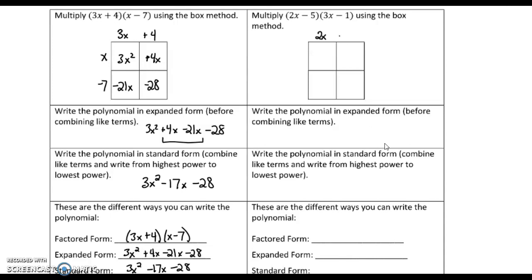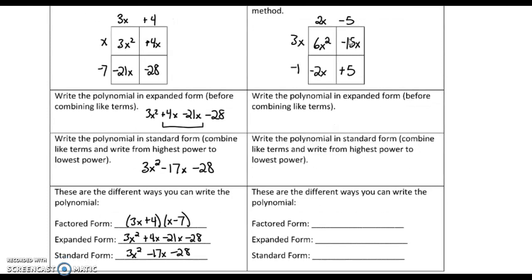All right, so a quick review of multiplying again. So you have 2x minus 5 and 3x minus 1. This box right here is 2x times 3x, which is 6x squared. The top right box is 3x times negative 5, which is negative 15x. The bottom left box is negative 1 times 2x, which is negative 2x. And then the bottom right box is negative 1 times negative 5, which is positive 5.